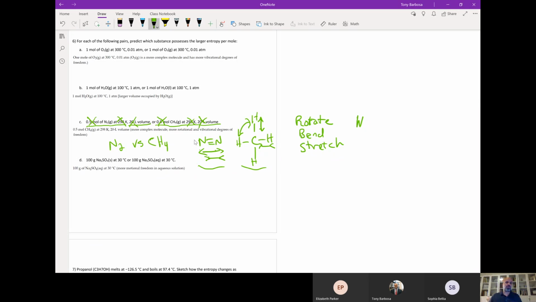Yeah, molar mass alone wouldn't do it. Well, you are correct though. The molar mass would be 28 for nitrogen versus 16 for methane. So on a pure molar mass basis, you're correct. The molar mass does have some part to do with it, but the more complexity leads to a lot more possible microstates, which is a lot more entropy. It overcomes the molar mass to some extent.